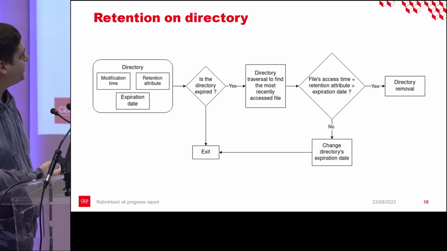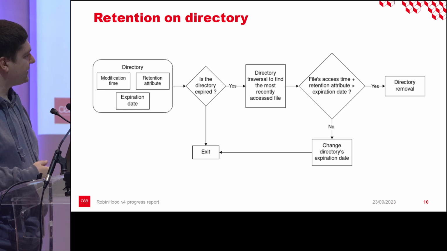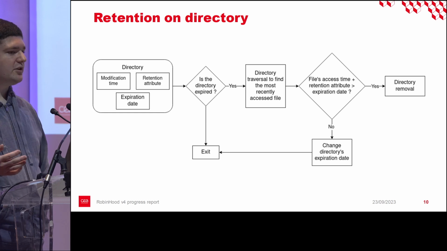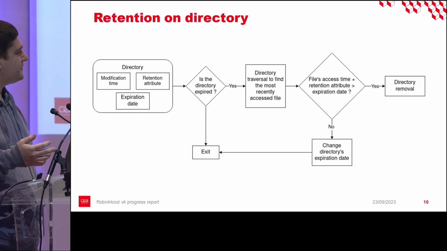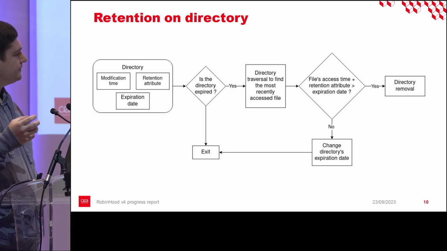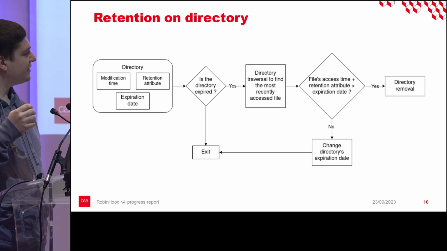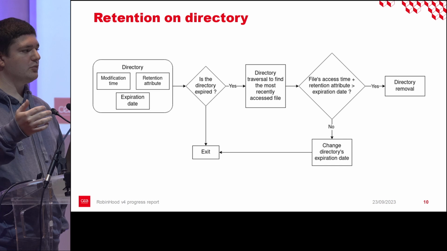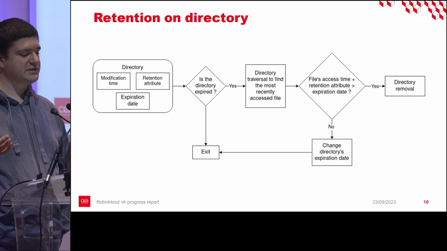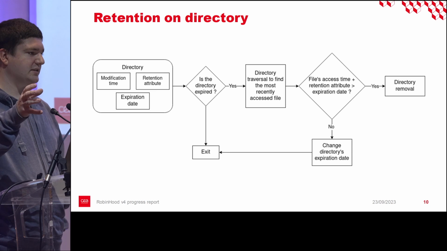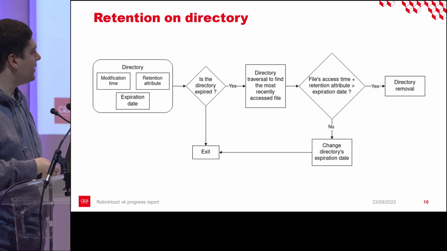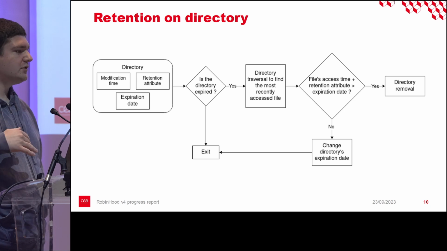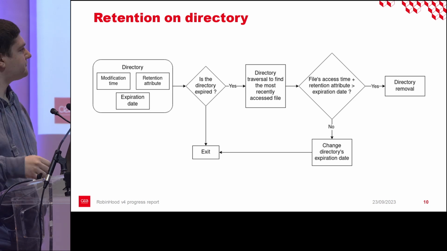And then we do the calculation, which is we take the file's access time and the retention attribute of the directory, add the two, and check if it is greater than the expiration date of the directory. If it is, that means we can change the directory's expiration date, because we have accessed a file in that directory more recently than the expiration date that was set on the directory. So we can push back the expiration date of the directory. And then we can exit the program, and we'll come back later to check if that directory is expired again.